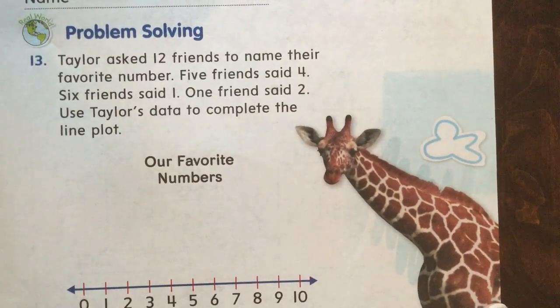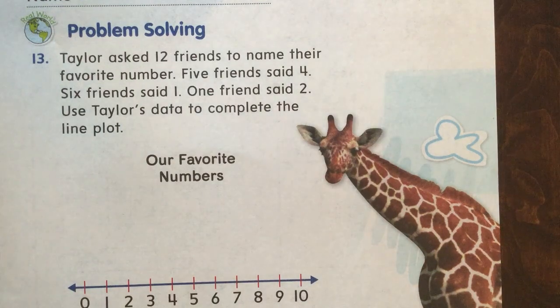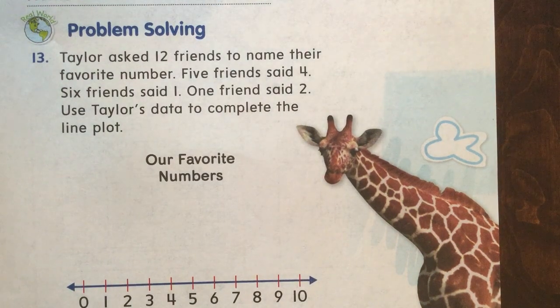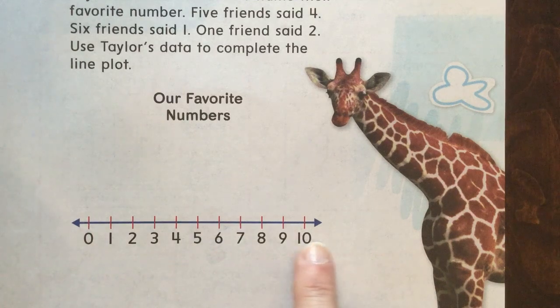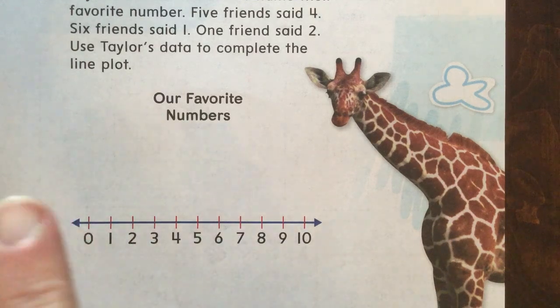So number 13, you're going to read the problem. It's talking about our favorite numbers. Taylor asked 12 friends to name their favorite number. 5 friends say 4, 6 friends say 1, 1 friend says 2. Use Taylor's data to complete the line plot. So you're going to use the line plot right here. Remember, you're going to put the little X's, okay?